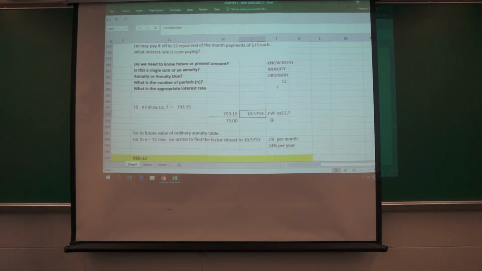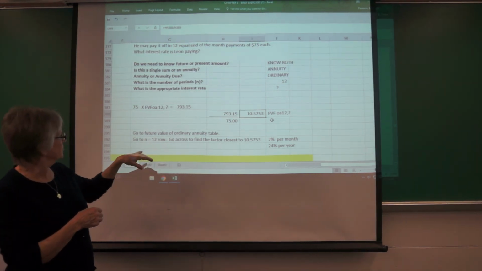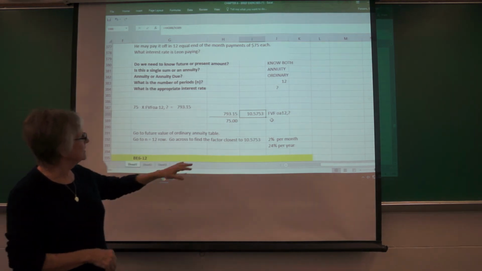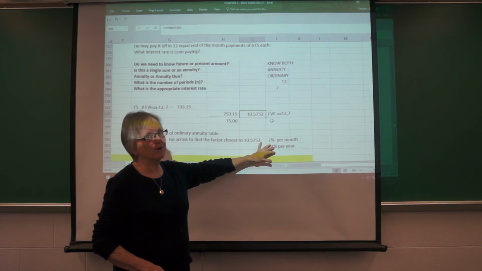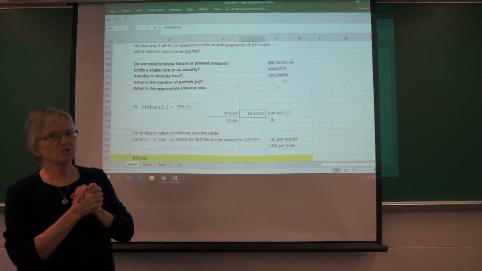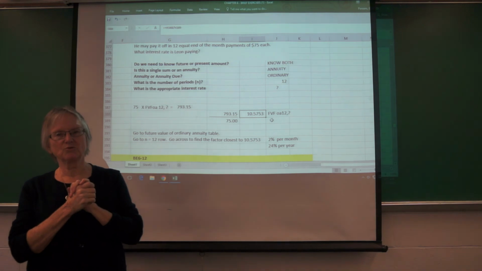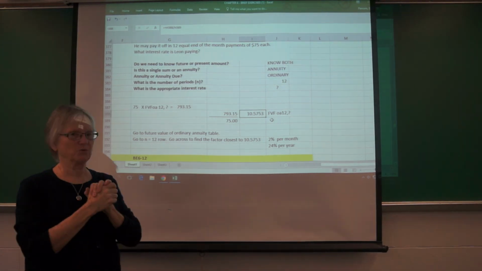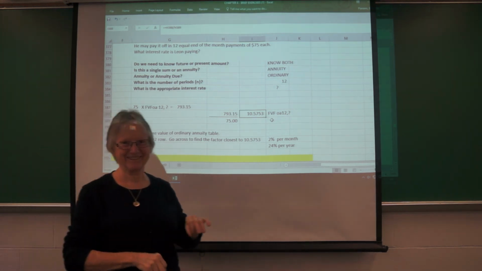So now you go to the future value of an ordinary annuity table. You go to n equals 12 because it's 12 payments, and you go across, and you find that you're paying 2% per month. Okay, 2% per month, which comes out to 24% per year. You do not want to be paying interest of that amount. That's why you don't run up credit card balances, and that's why I do this problem.